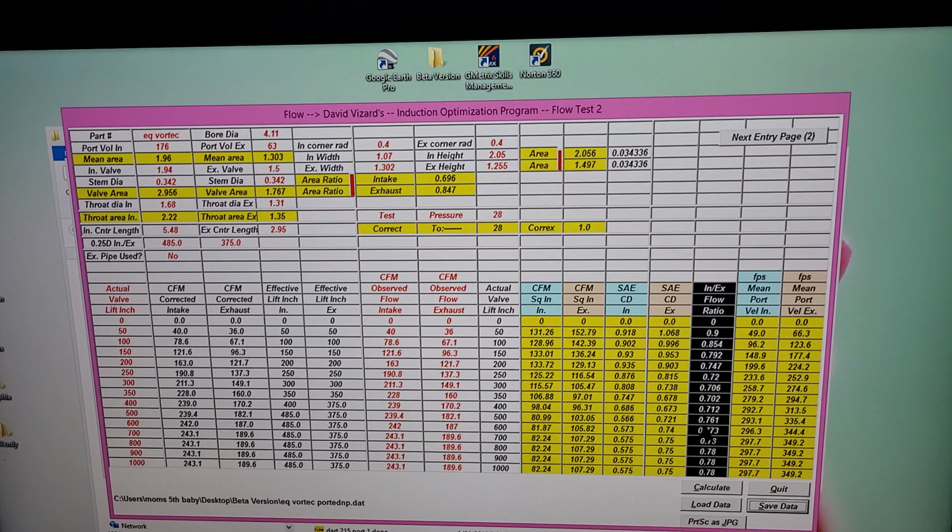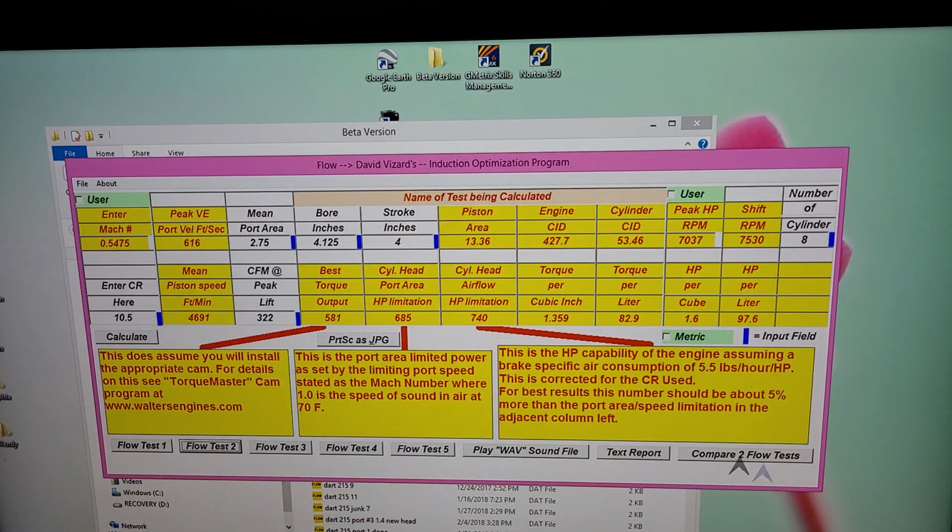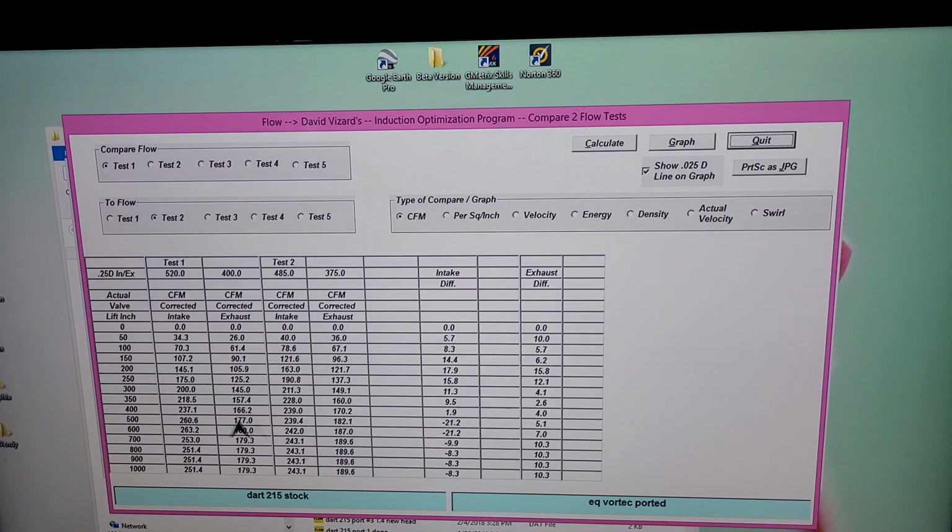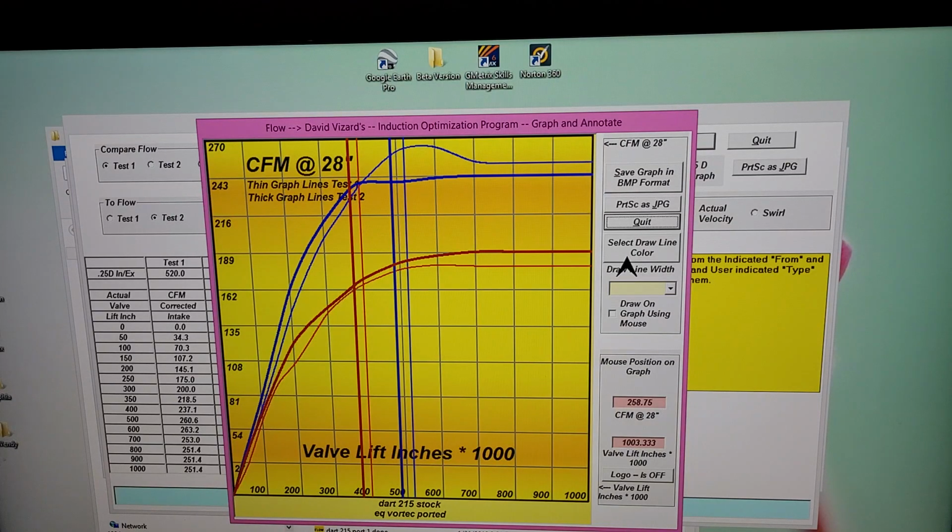Now let's get back to business. Okay, compare two flow tests. Okay, none of this has changed. The only thing that's changed is the later graphs, right? So we can see how well we did on our intake and our exhaust. Our exhaust absolutely dominates the Dart 215. And the Dart 215 is a pretty good size exhaust port. Okay? Not only is our exhaust port smaller, it has a smaller valve, right? And it flows better.